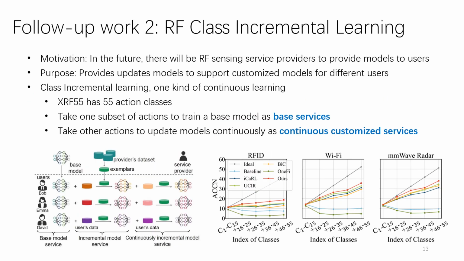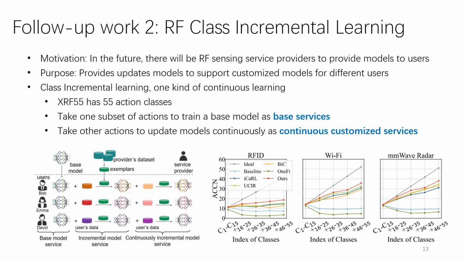Another follow-up work focuses on the concept of RF class incremental learning, which is essential for adapting to the evolving needs of users. The motivation is, in the future, there will be RF sensing service providers to provide models to users. Purpose: the primary goal is to provide updated models that support customized functionalities for diverse user needs. This customization can enhance user experience and increase the practicality of RF sensing applications. Class incremental learning allows models to learn from new classes of data while retaining knowledge from previously learned classes, making the system more versatile and responsive.